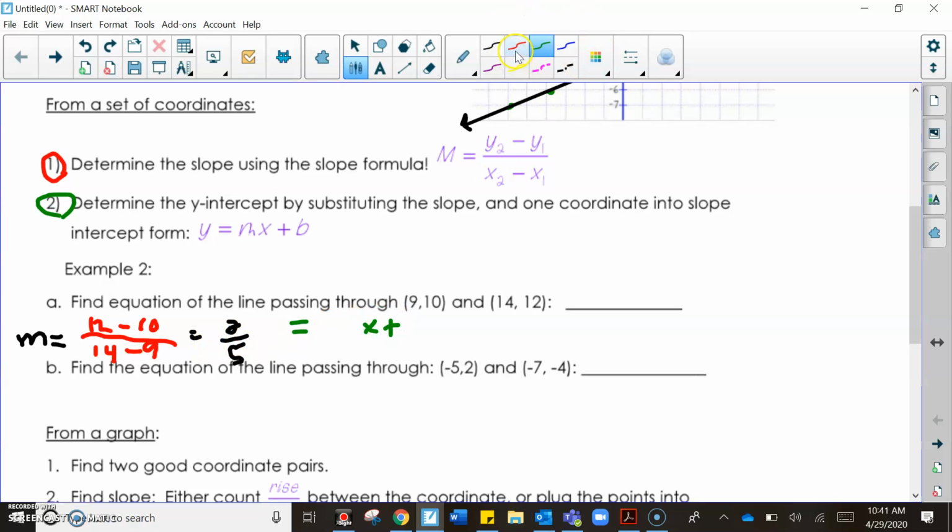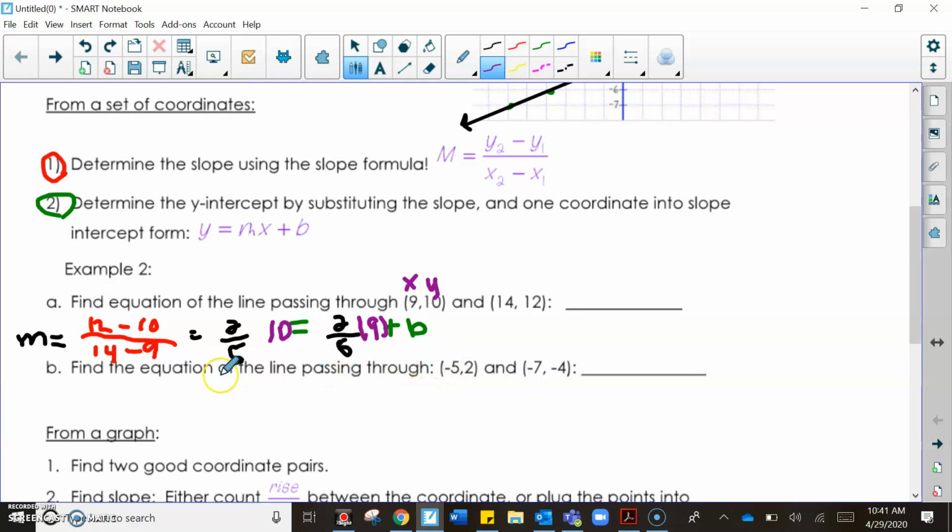All right, we found my slope. So I'm going to substitute that into the m spot. It's 2/5. I need to find my b value, and I do so actually by substituting. Now, what am I going to substitute? I'm going to substitute an ordered pair. So remember, ordered pairs are x and y, and I can pick either ordered pair. My x is going to go here at 9. My y is going to go here at 10.